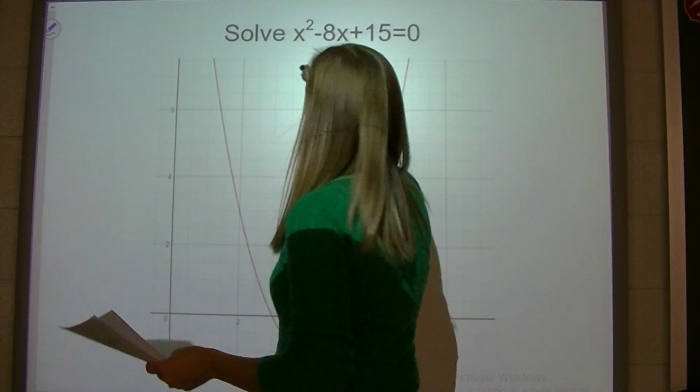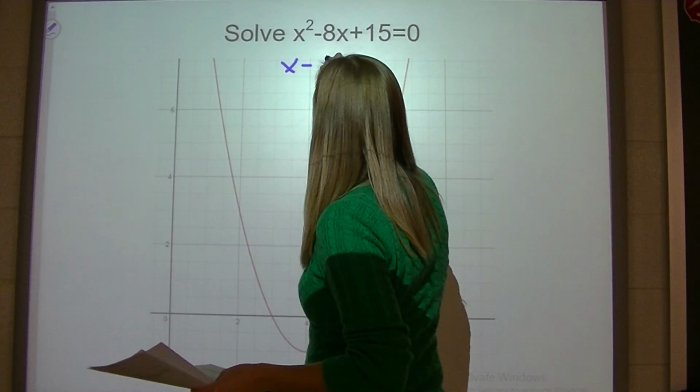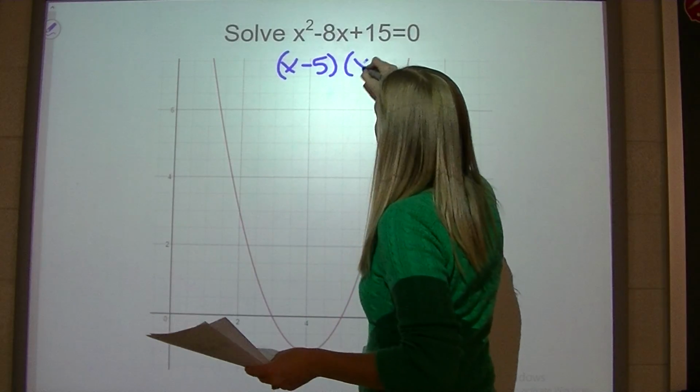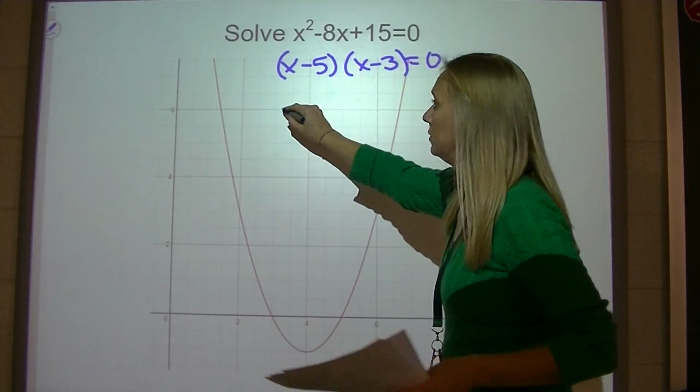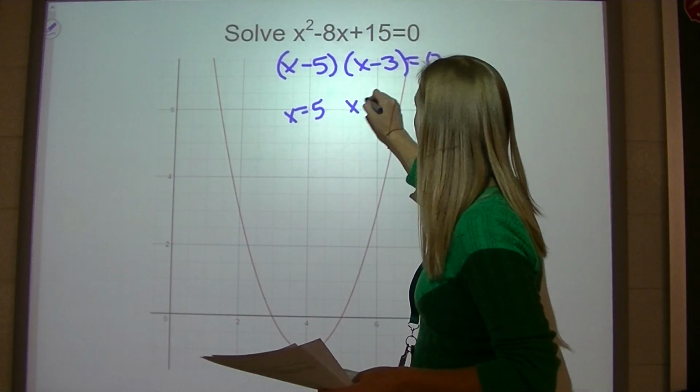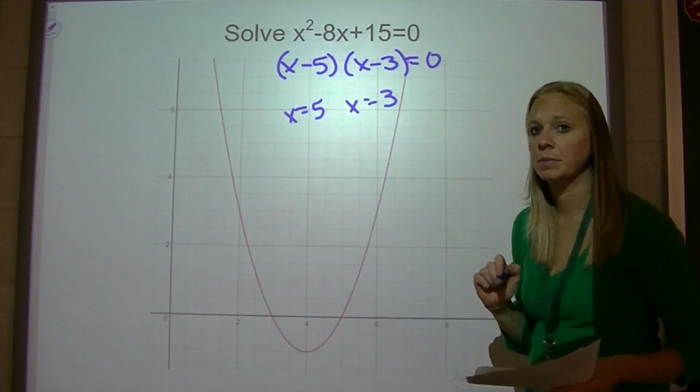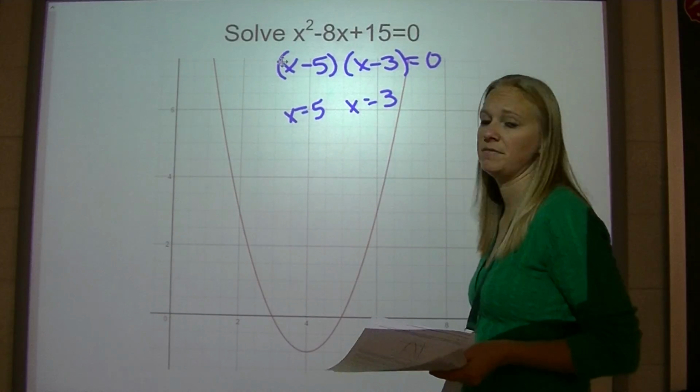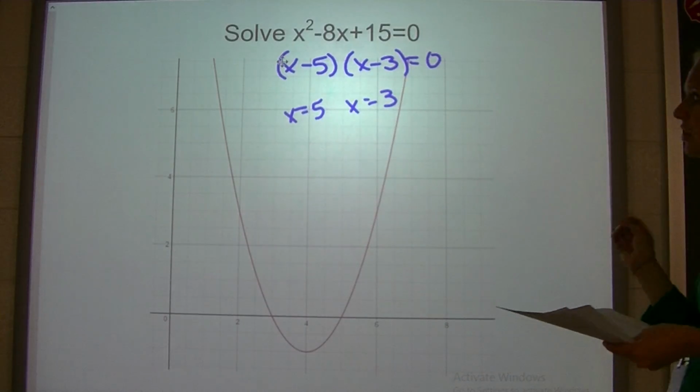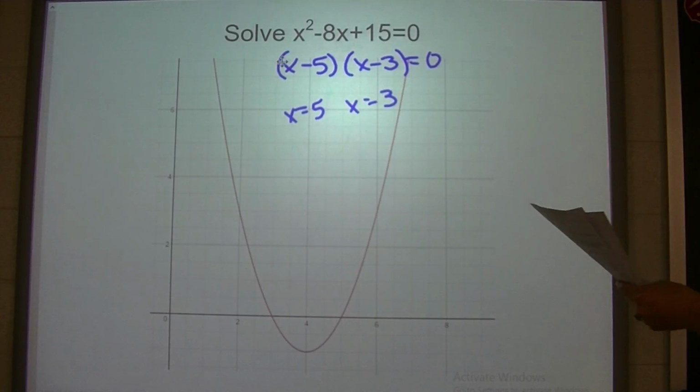Right, if we factored this, we'd have (x minus 5)(x minus 3) equals 0, so we would get x equals 5, x equals 3. Okay, so if we solve by factoring, but this asks us to solve it by graphing in this example.